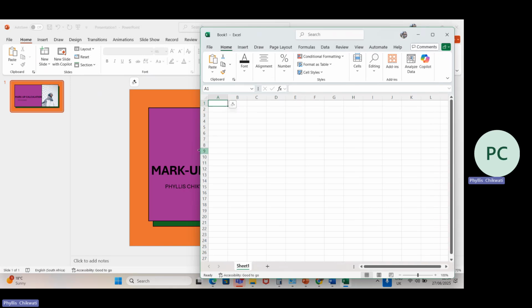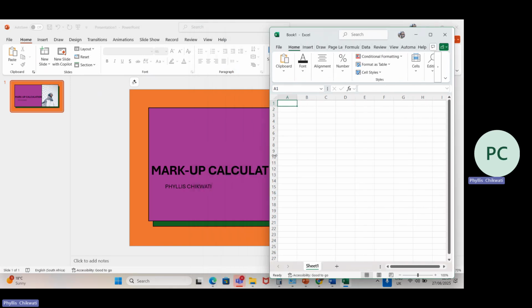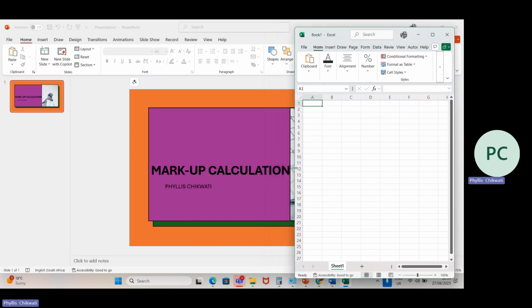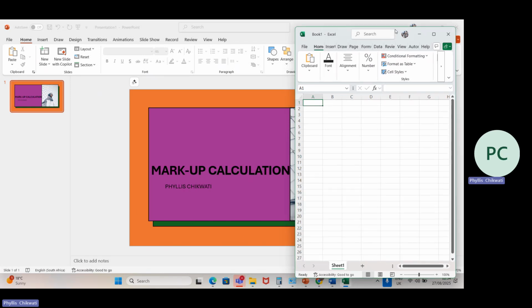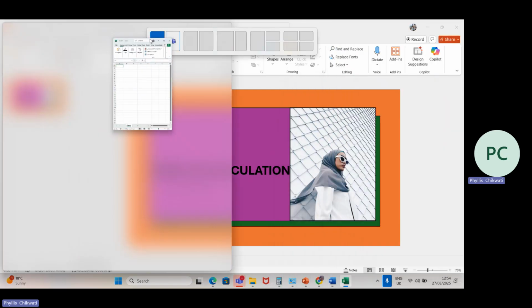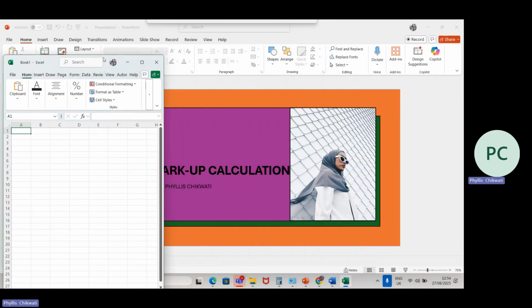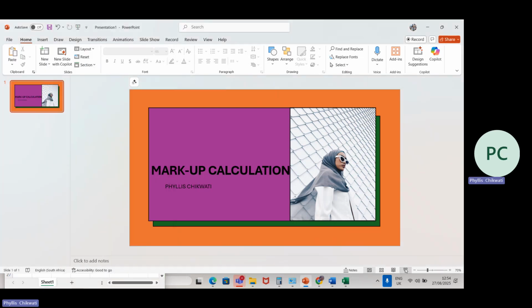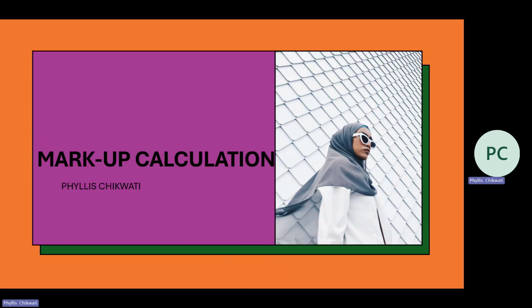So we'll be dealing with markup on cost and markup on sales, because the question can come and say, oh, this is a markup on cost. So you need to understand when it says markup on cost, how are you going to tackle that calculation? And if it's a markup on sales, how are you going to tackle that question? So I'm going to walk with you on this one.